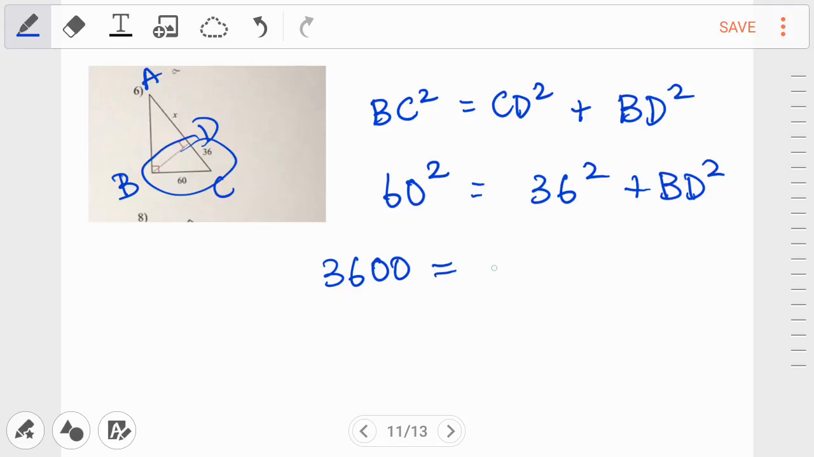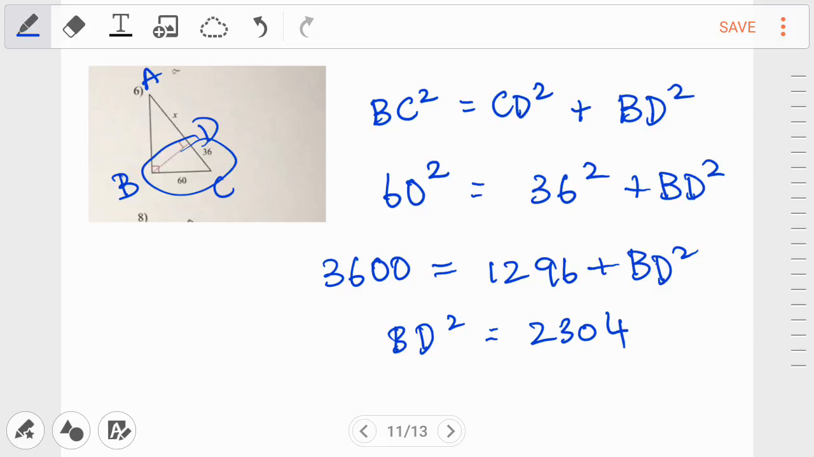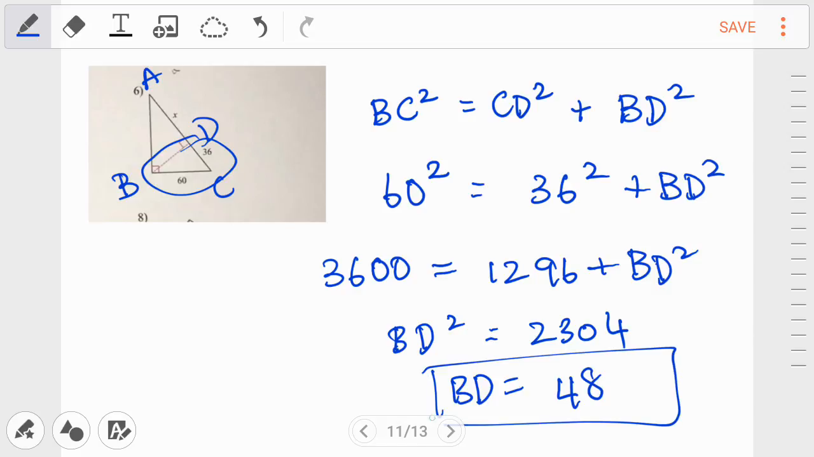1296 is equal to 1296 plus BD square. All right, so you do 3600 minus 1296, and you get BD square is equal to 2304, and then you take the square root, which is 48. So BD is equal to 48.